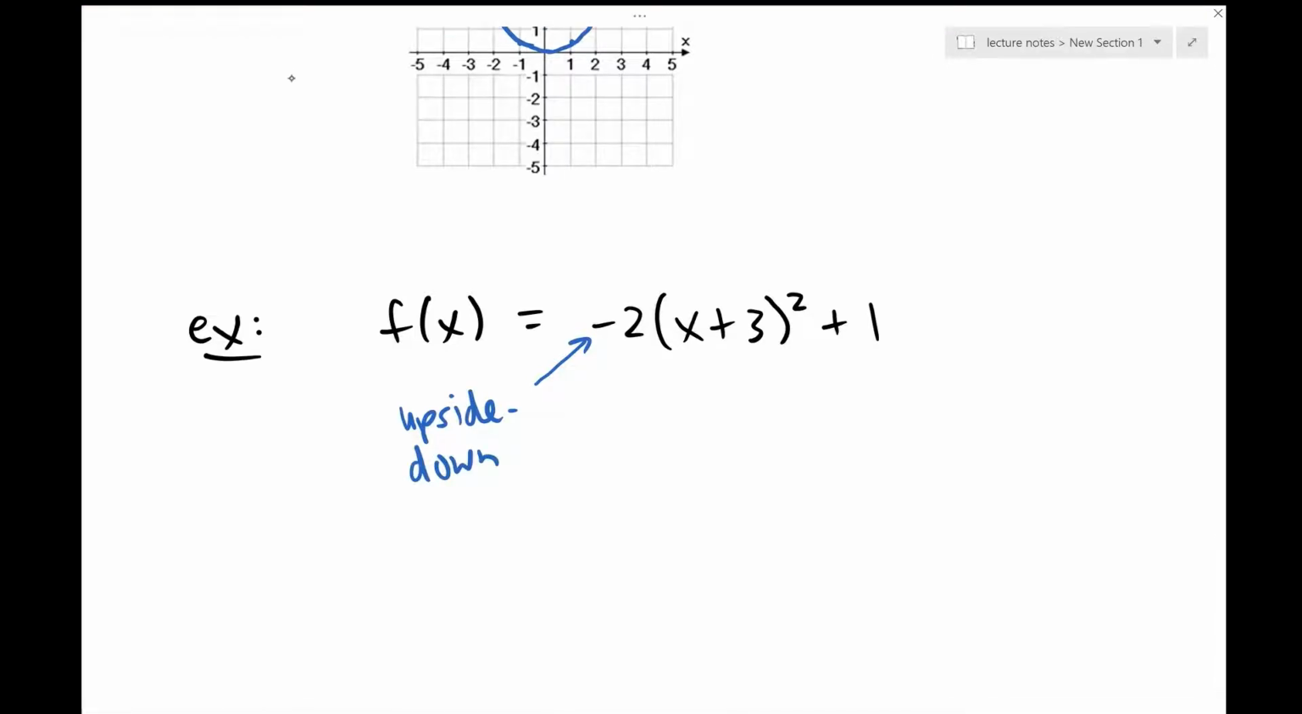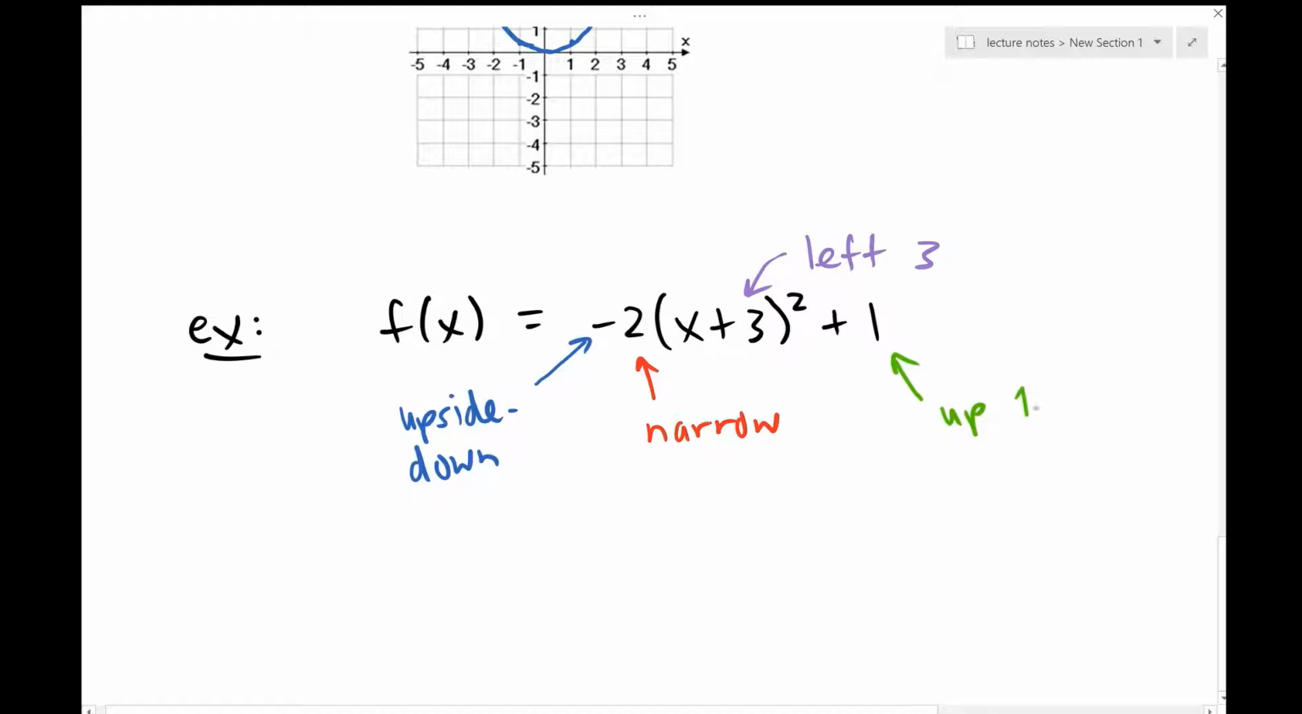However, because the number in front of the x squared factor here is 2, which is larger than 1, that means that this is going to be a narrow parabola. The other transformations, though, are still the same. So the plus 3 inside here, we know that that would shift the graph to the left 3. And the plus 1 at the end, that's going to shift the graph up 1.